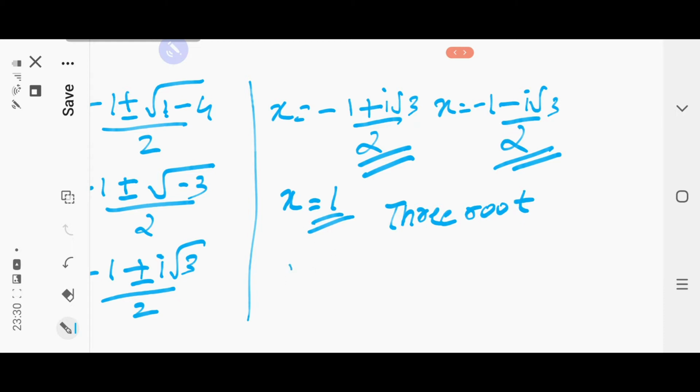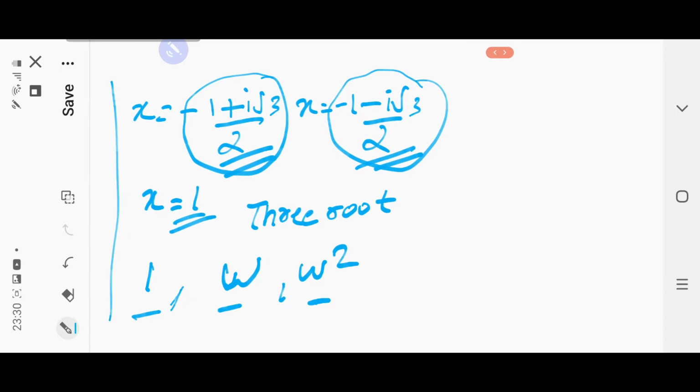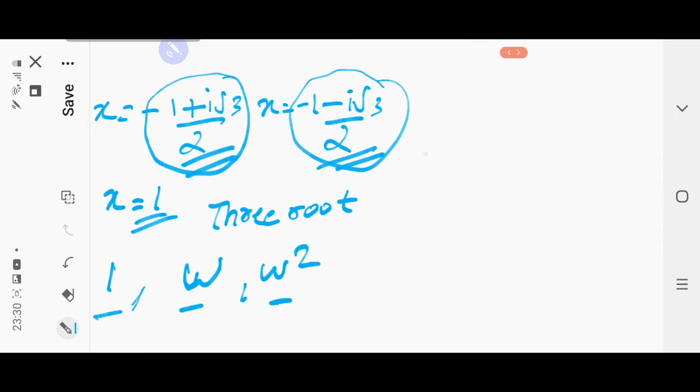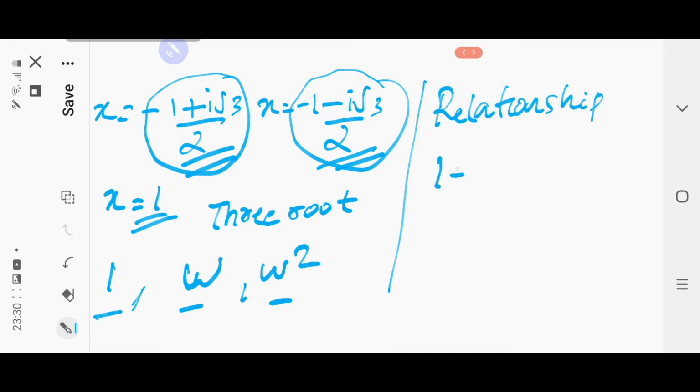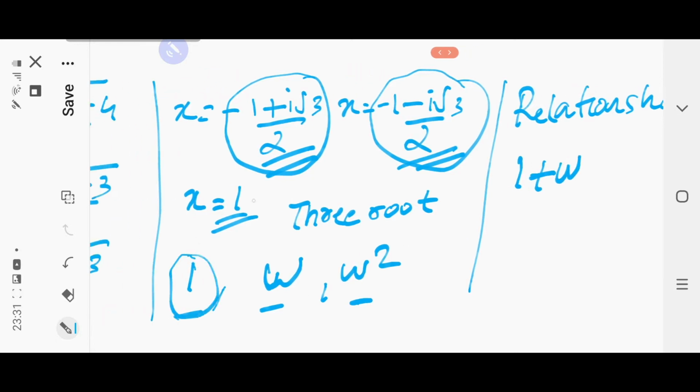Therefore, one root is 1, another root you express as omega, and the other is written as omega square. See, these are the cube roots of unity: 1, omega and omega square. And there are two important relationships in this. First one, the sum of cube roots of unity. What are the cube roots of unity? One is 1, another you denote by omega, and another value of x is this thing.